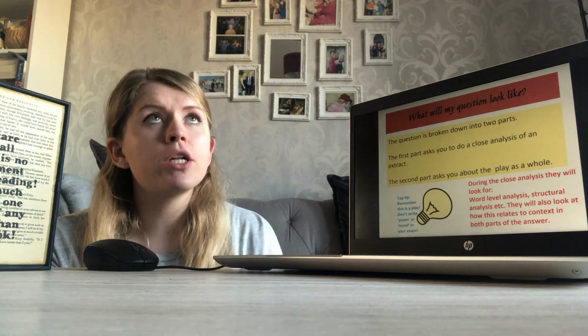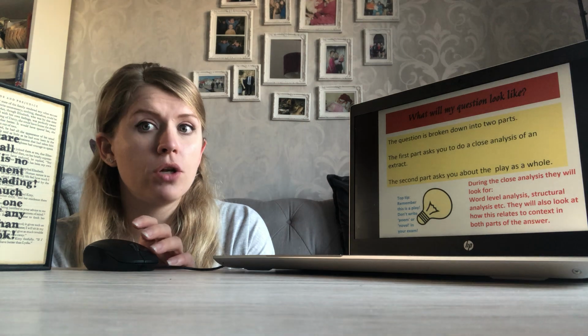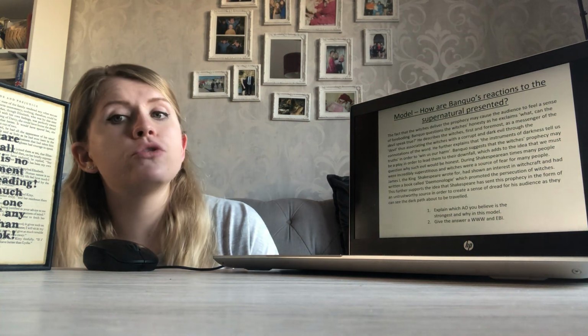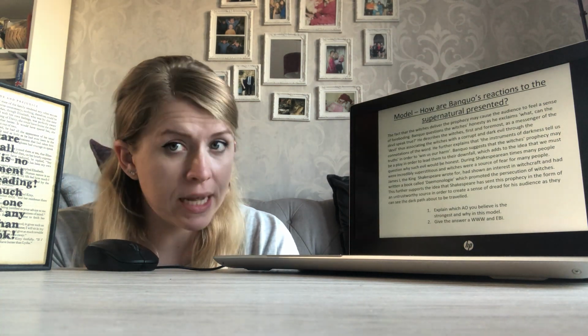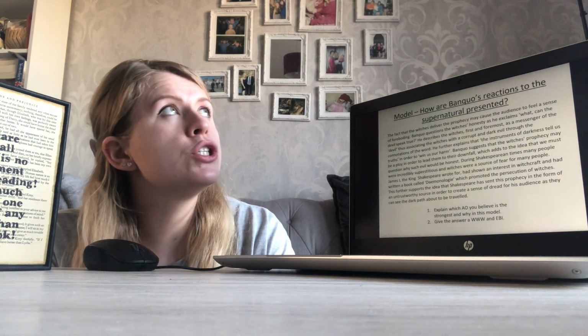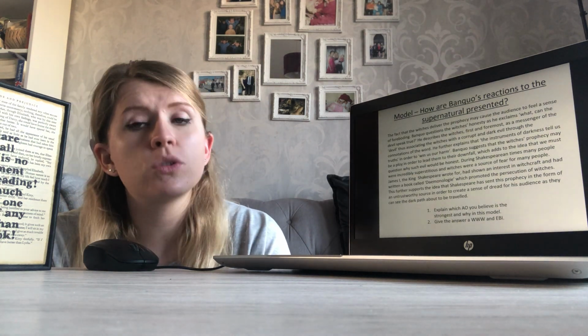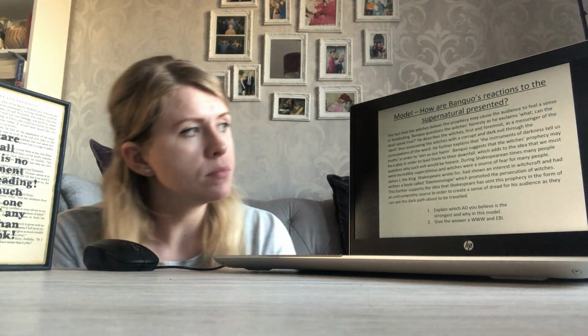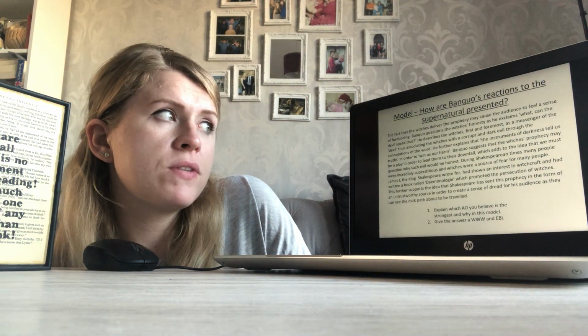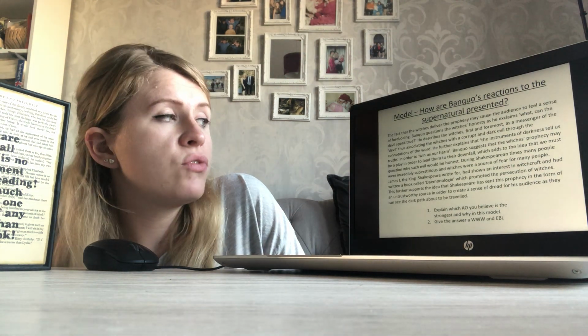So when you're doing the close analysis, they're going to look for word level analysis. That's specifically what they'll start looking out for here. Okay, so I've got some examples of how are Banquo's reactions to the supernatural presented. And then the second part of this question would be how are attitudes to the supernatural presented in the play as a whole. So if you have a look at the model, the fact that the witches deliver the prophecy may cause the audience to feel a sense of foreboding.